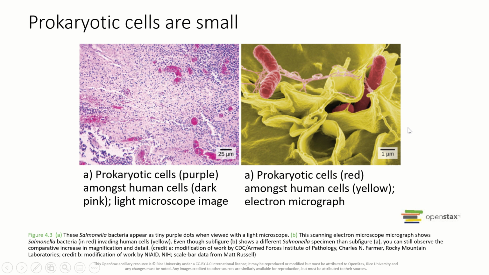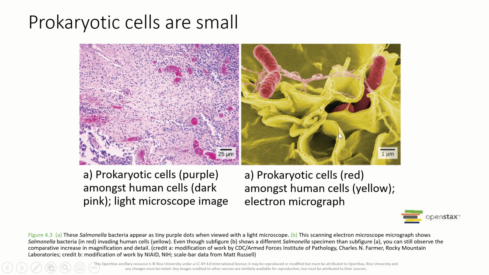Now, one thing that is really important to remember is that prokaryotic cells are really, really small and much, much smaller than eukaryotic cells. And that's going to be really important later. So in this image, this is taken with just a regular microscope. All of these little dark purple dots, these are Salmonella bacteria. And then these larger structures here, these are human cells. Okay, so you can see how much bigger these large cells are than these tiny little Salmonella bacteria.